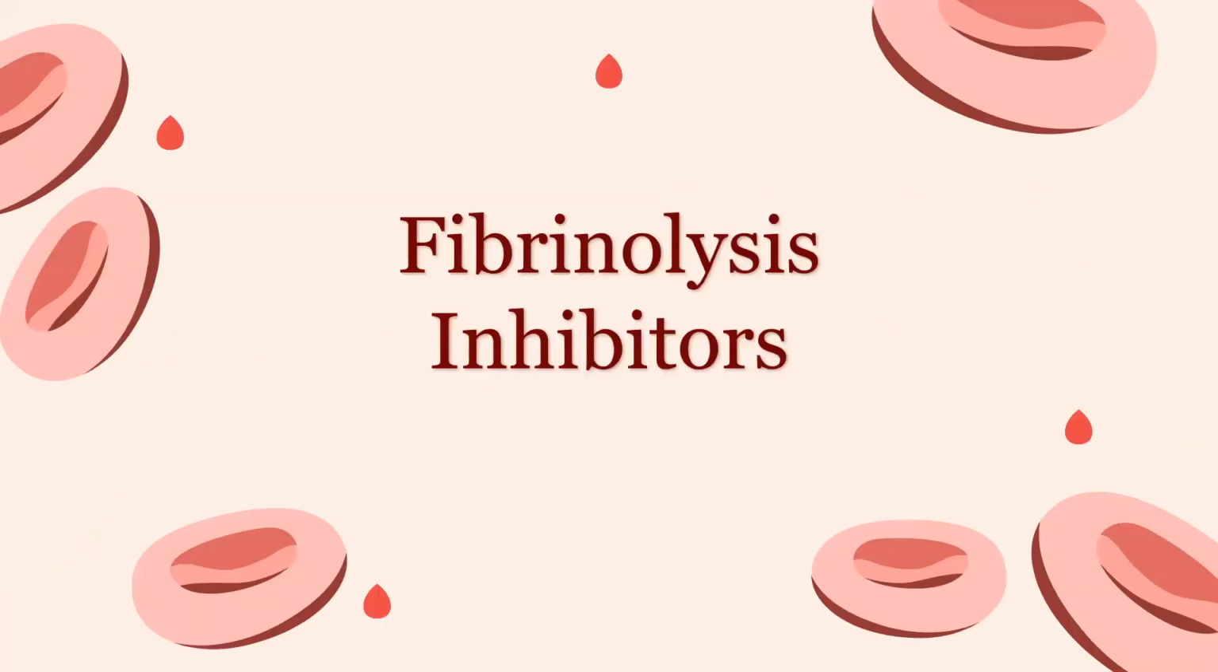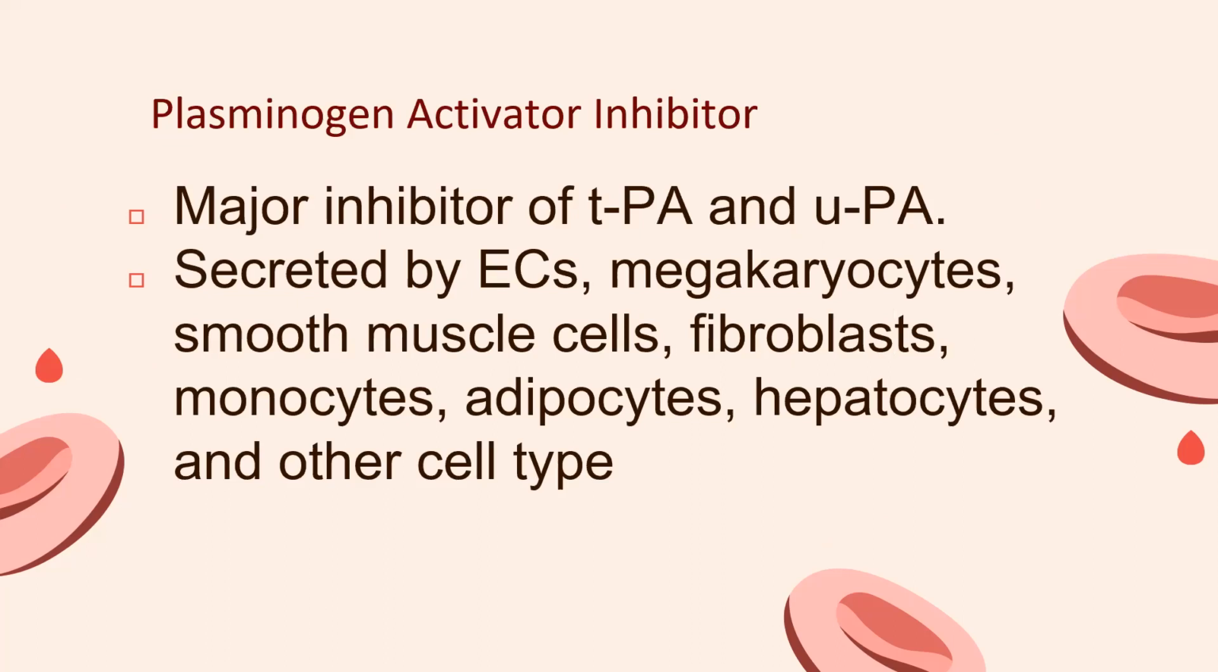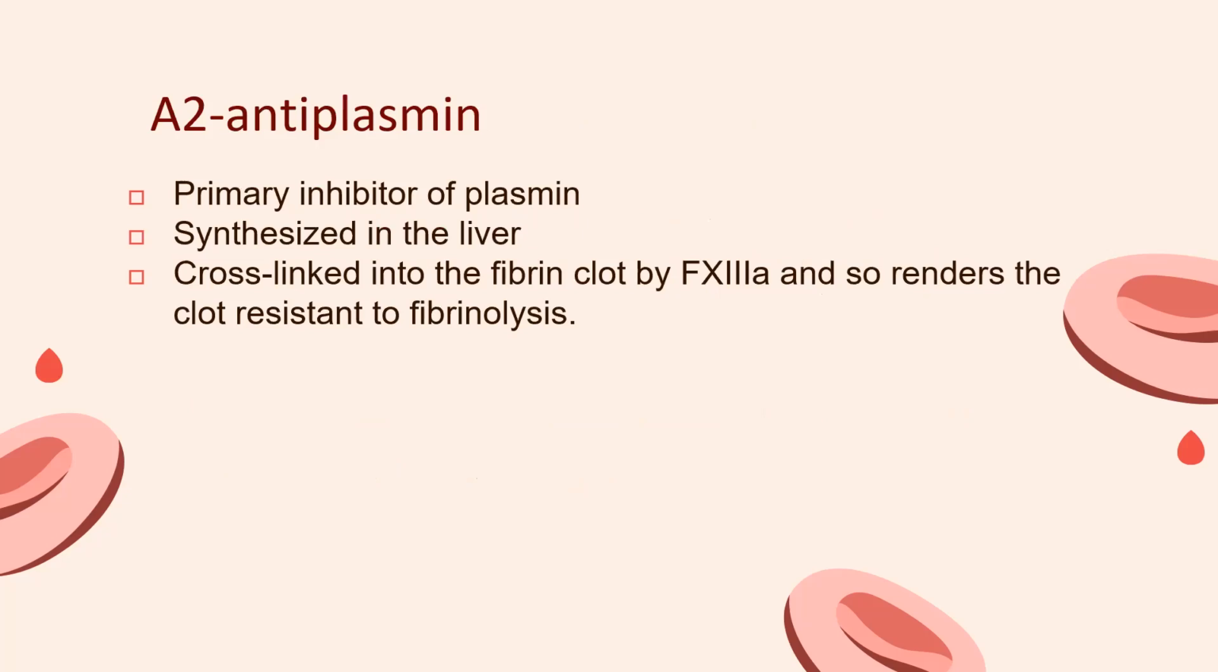Moving on with the inhibitors. Next, first we have plasminogen activator inhibitor. So this is the major inhibitor of your tissue plasminogen activator and your urokinase plasminogen activator. Okay, also secreted by endothelial cell, the megakaryocytes, smooth muscle cells, and fibroblasts, monocytes, adipocytes, hepatocytes, and other cell types. Okay. We have A2 antiplasmin. So this is the primary inhibitor of plasmin, which we have mentioned kanina. Is synthesized in the liver. This is cross-linked into the fibrin clot by activated factor 13, so renders the clot resistant to fibrinolysis.